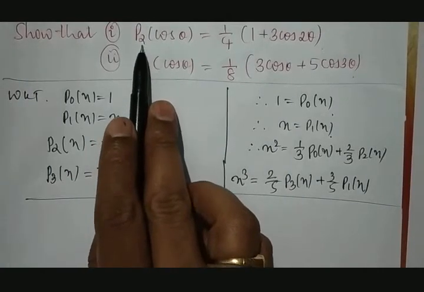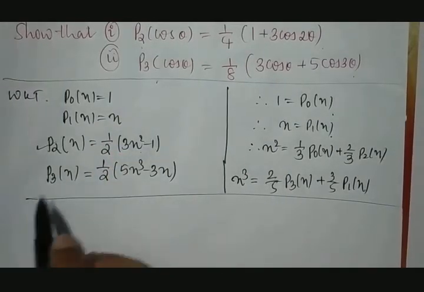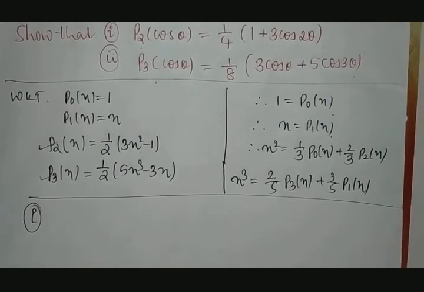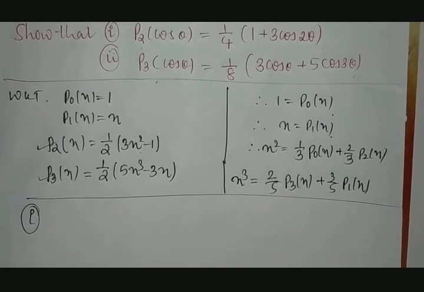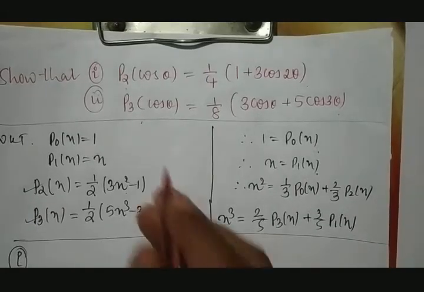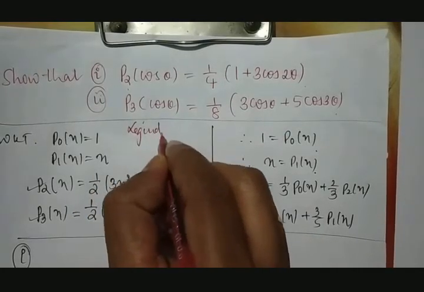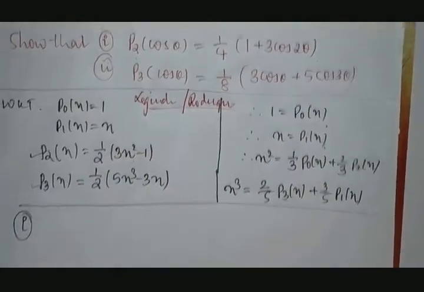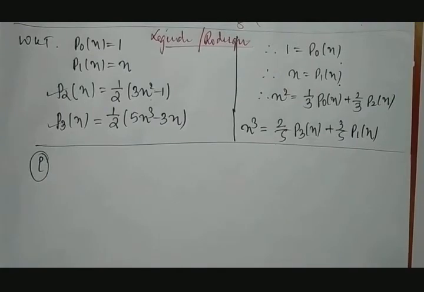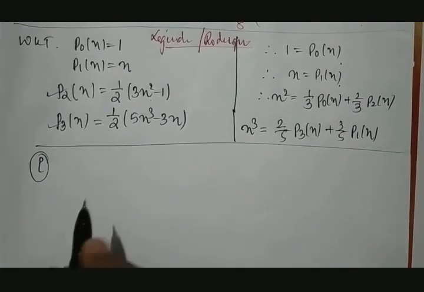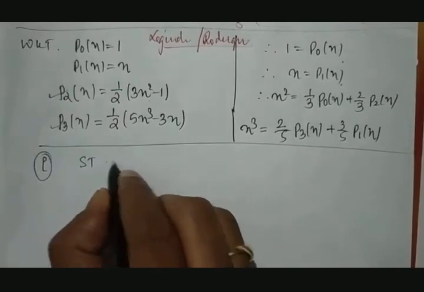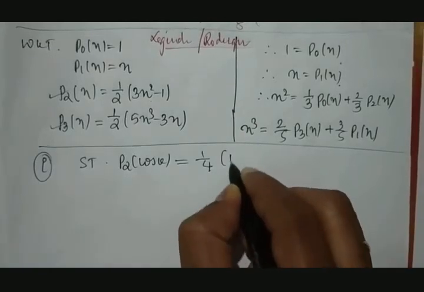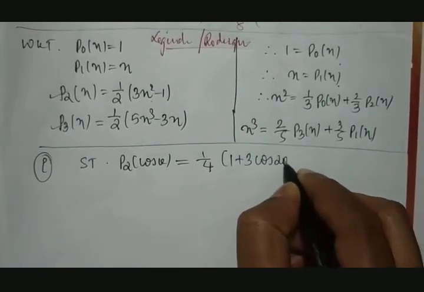Our example is with P2 and P3, meaning we may go with P2 or we may go with P3. So for that, what to do? The first example I'll be taking, keep it in mind, either it may come by Legendre or it may come by Rodrigues. Don't panic, both the polynomial results are the same. Fine. So here what we do, to show that P2 of cos theta is equal to 1 divided by 4 into 1 plus 3 times cos 2 theta.